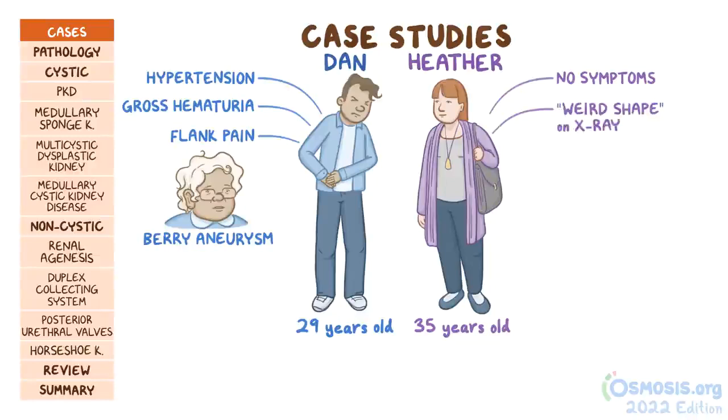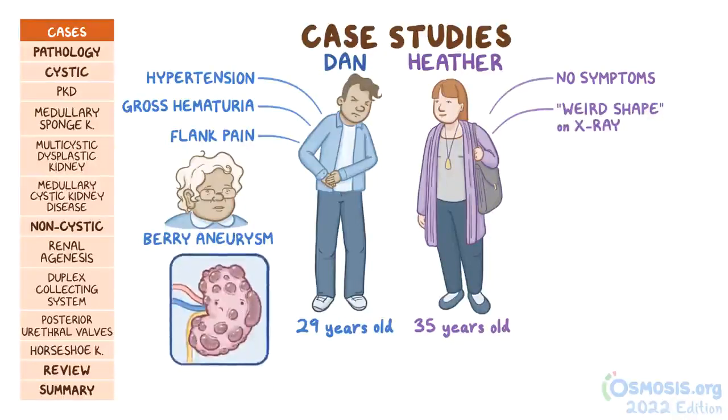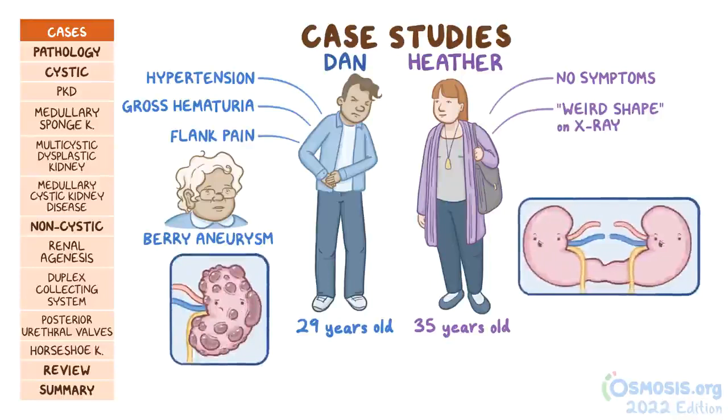Both individuals underwent abdominal ultrasound. Dan had many cysts of different sizes on both kidneys, while Heather's kidneys are located lower than normal and appear fused together. Both Dan and Heather have congenital renal disorders.